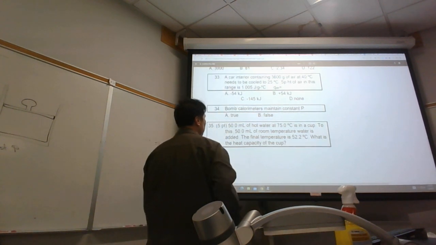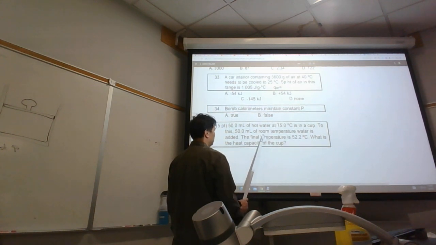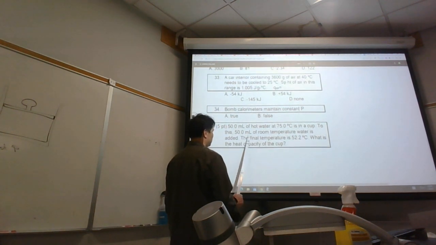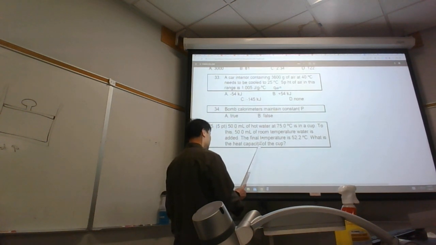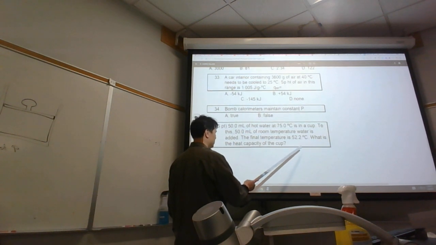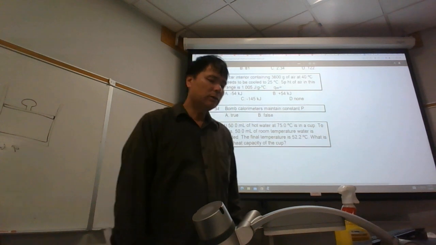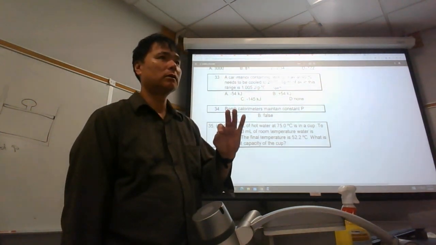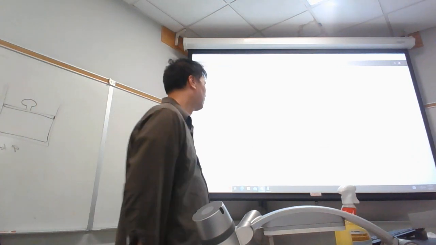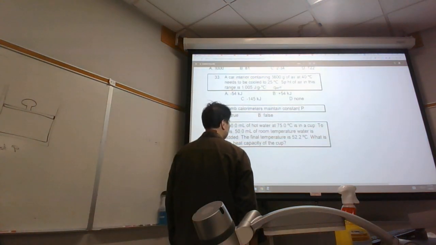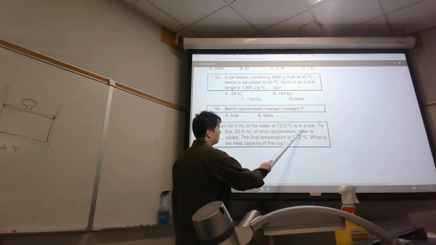50.0 milliliters of hot water at 75.0 degrees C is in a cup. To this, 50.0 milliliters of room temperature water is added. And the final temperature is 52.2 degrees C. What is the heat capacity of the cup? So if the heat capacity of the cup were zero, then that means no heat is lost to the cup. Actually, the cup is going to be warm. Sorry. The cup is not going to lose heat.